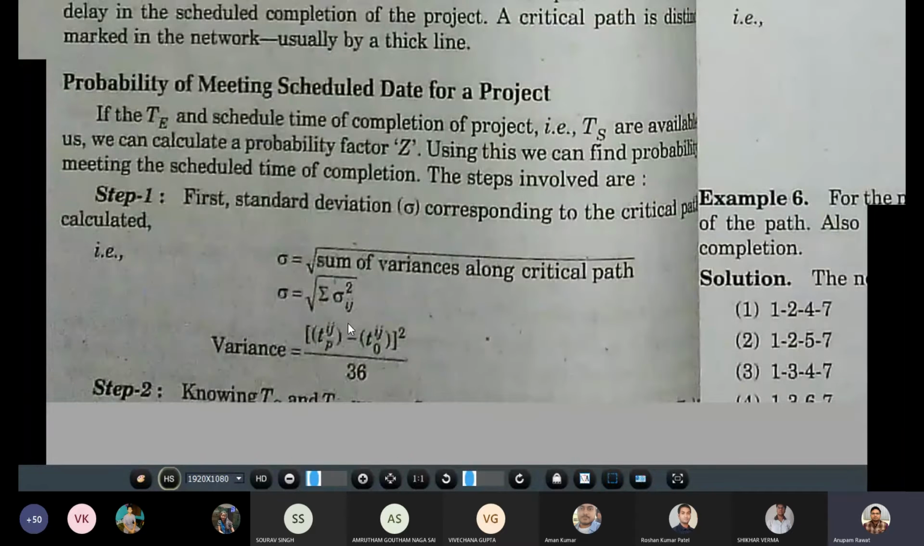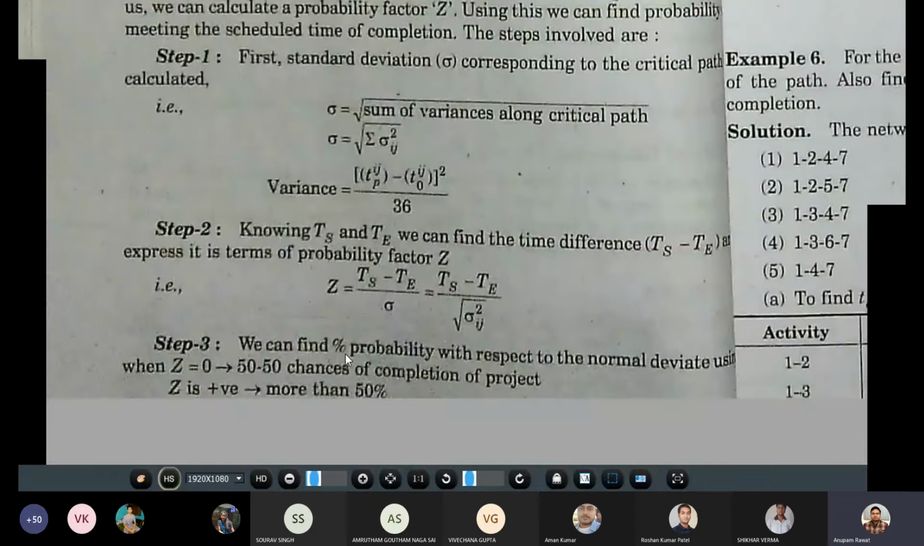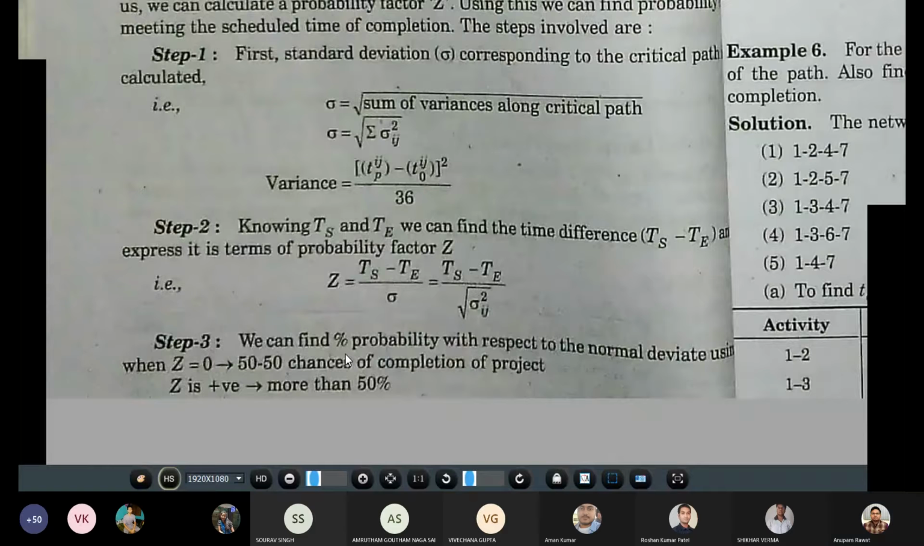So first we have to calculate the variance. Variance is basically (TP minus TO) whole square upon 36. So that is the variance. Once we know the variance, then knowing the TS and TE, we can define the time difference, that is TS minus TE.